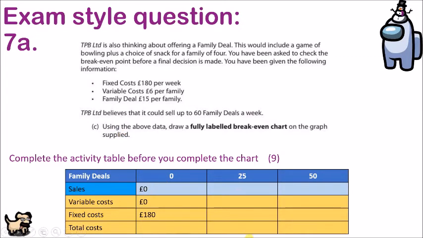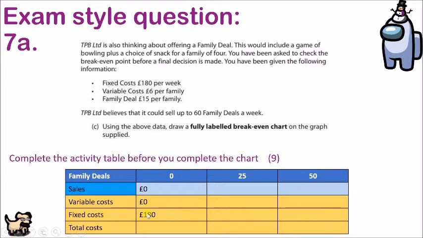Looking at the first column that you need to complete, where there are no family deals, then you've got no sales, no variable costs. The fixed costs are given to you, so you need to complete the total cost. You then have the 25 family deals column to complete and the 50 family deals column to complete.